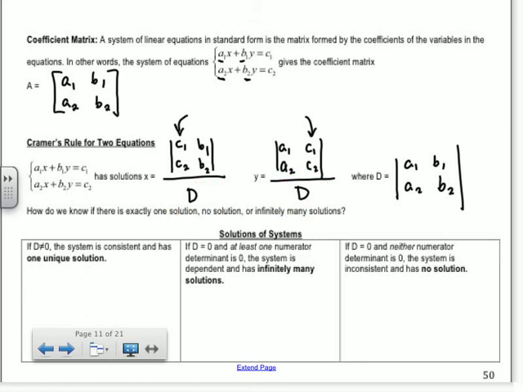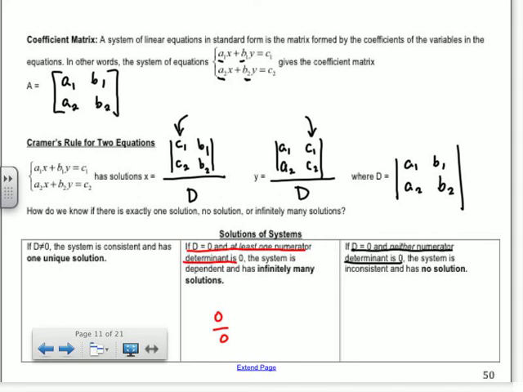But if D is equal to 0, you could have one of two things. The first thing would be, D is equal to 0 and at least one of the other numerators is equal to 0. Then it has infinitely many solutions. That's because one of them would be like 0 over 0, which is like, what is that? Is it 0? Is it infinity? Undefined? So that would be infinitely many solutions. And then the other case is if D is equal to 0, and then neither numerator and the other determinant is 0.